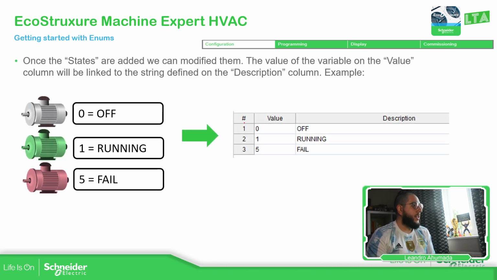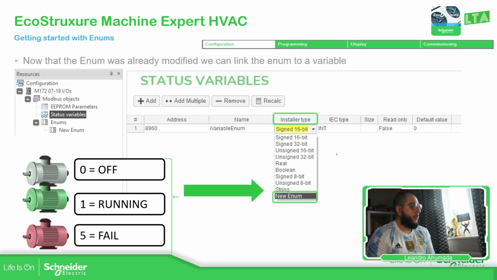So this is the idea. I have 0, which is going to be off, 1 running, 5 fail. Fail or faulty, it doesn't matter. This is the description of how we can work on this.